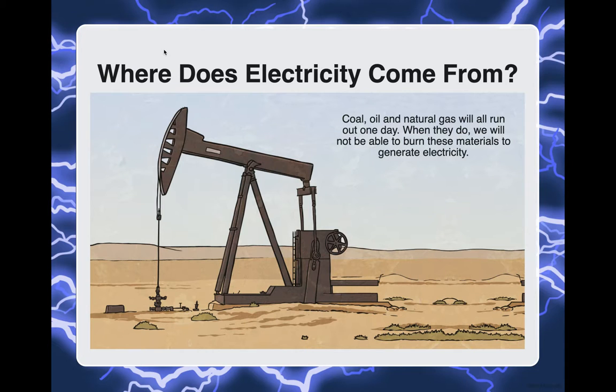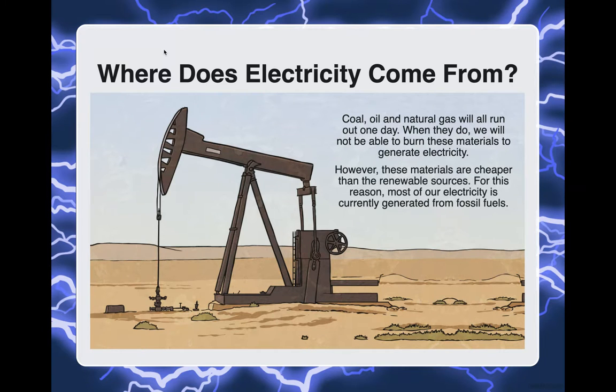So let's continue. Where does electricity come from? Coal, oil, and natural gases will all run out one day because remember, these are fossil fuels. And when they do, we will not be able to burn these materials to generate electricity. However, these materials are cheaper than renewable sources. For this reason, most of our electricity is currently generated from fossil fuels.